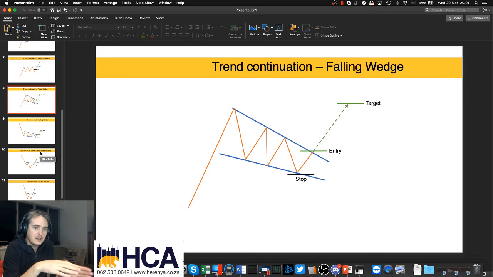Again, the pennants and the rectangular stuff is a bit more difficult. The wedge type counter trend formations are usually a lot easier. And that covers the trend continuation stuff.